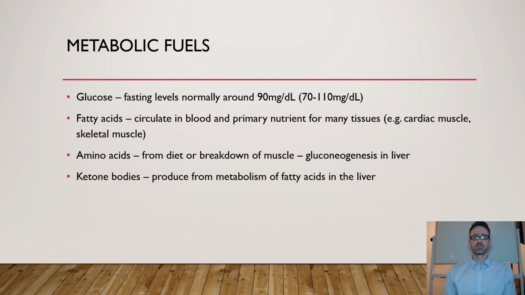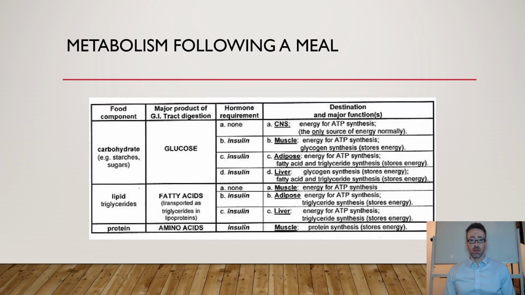And then lastly, ketone bodies. The ketone bodies are produced from metabolism of fatty acids in the liver, and they will also serve as nutrients for tissues, for muscles in the beginning, and then maybe later on for neural tissue. And we'll talk more about that in the upcoming slides.